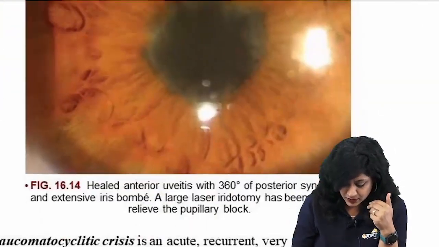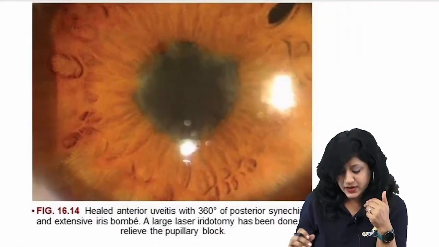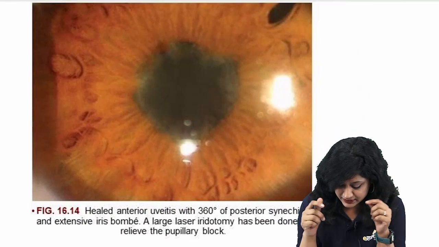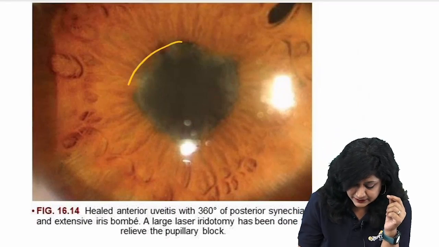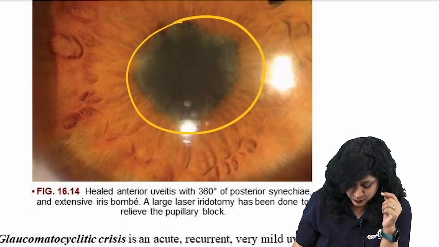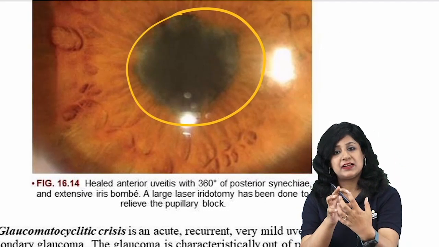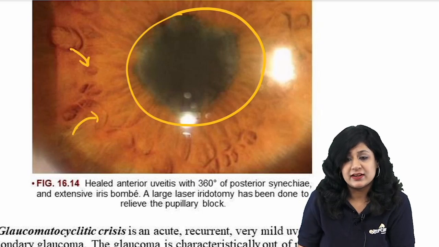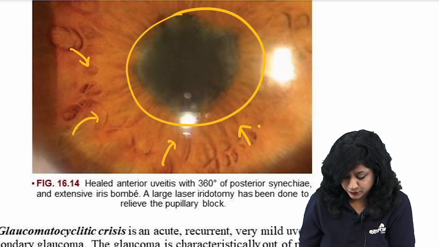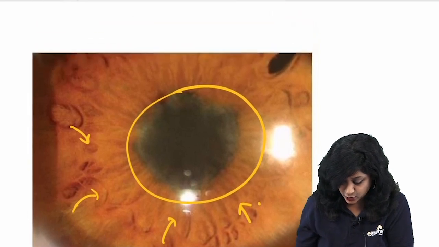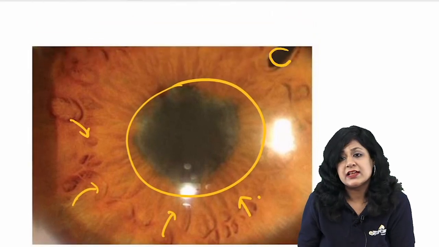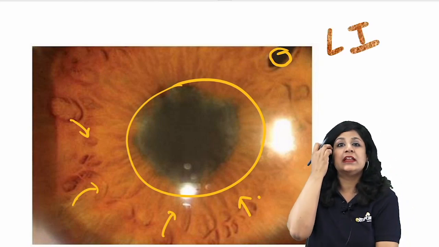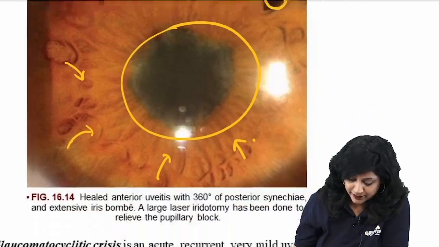Alright. So, this is a healed case of anterior uveitis, and you can definitely see the synechiae here. We have 360-degree posterior synechiae, and we have iris bombé formation. Can you see the convex areas of the iris here? This is actually the ballooning of the iris, and a large laser iridotomy has been done. This is your laser iridotomy in order to relieve this pupillary block. Alright.